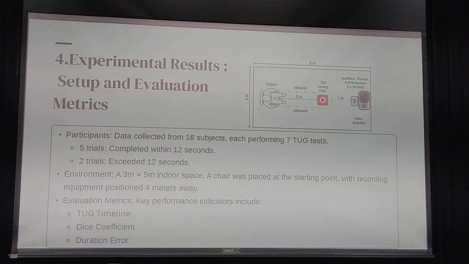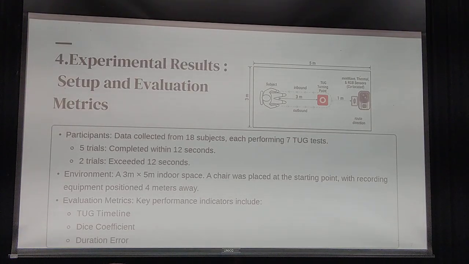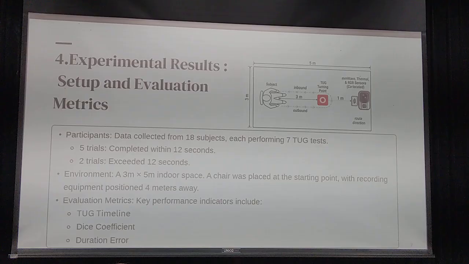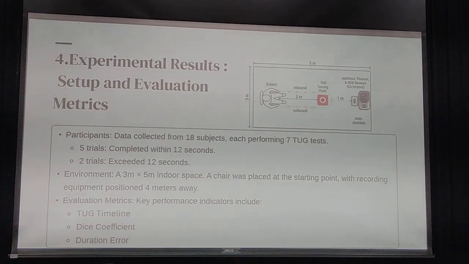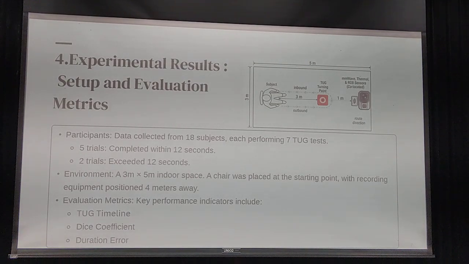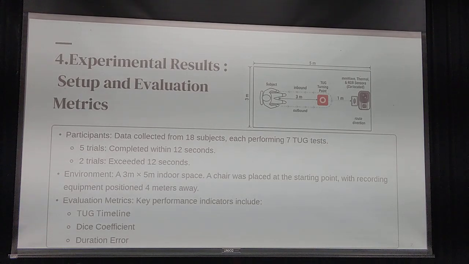Moving on to the data, we collected data from 18 subjects. Each person performed 7 TUG tests, to simulate different mobility levels with the time condition. 5 tests were done at normal pace under 12 seconds, and 2 tests were done at a slower pace over 12 seconds. This slower pace helps us mimic the movement pattern of the elderly or patients with mobility issues. To fully evaluate our system performance, we select 3 key metrics: TUG time, test coefficient, and duration data.